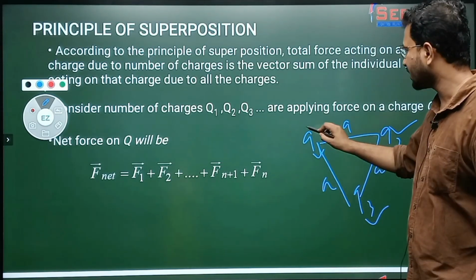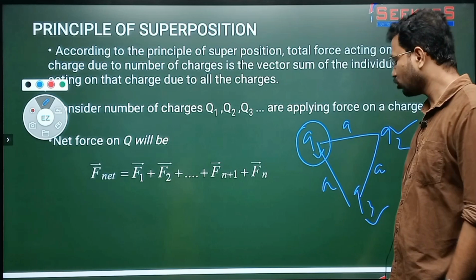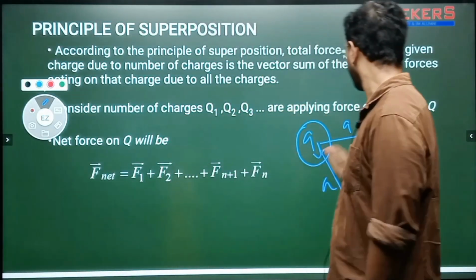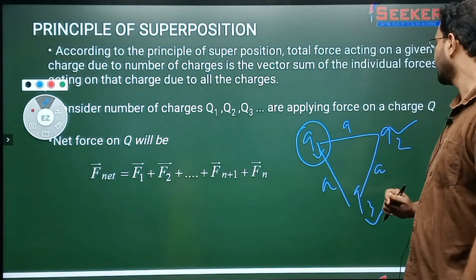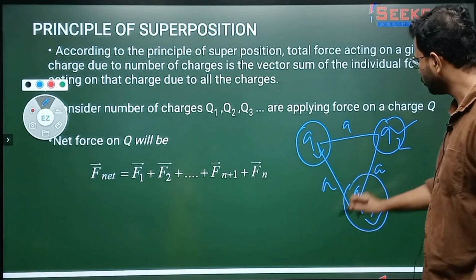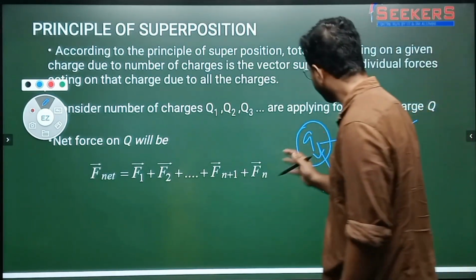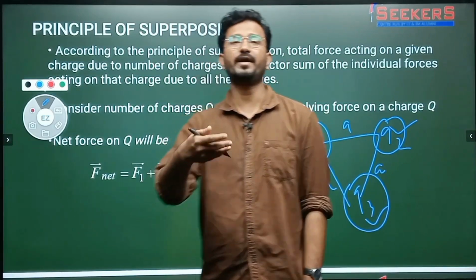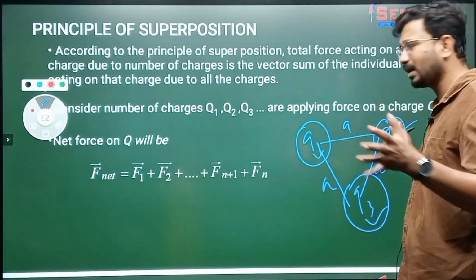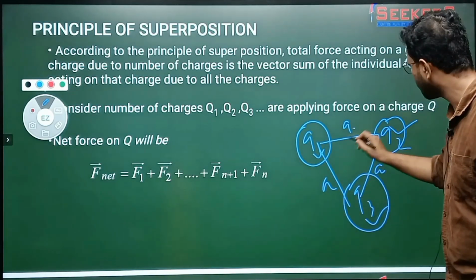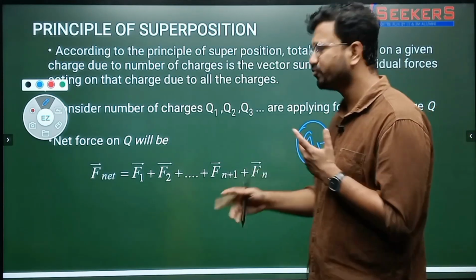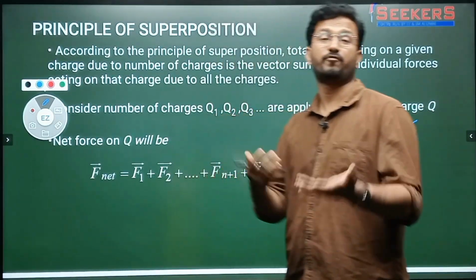So if you take any charged particle, for example Q1, the electrostatic force on Q1 is not only due to Q2 or only due to Q3. The electric force on Q1 is because of Q2 and also because of Q3. So the net force on Q1 will be the vector sum of the force by Q2 and the force by Q3, because both are applying force. In simple language, this one is applying some force, this one is also applying some force. So basically on Q1 two forces are acting, and force is a vector quantity.